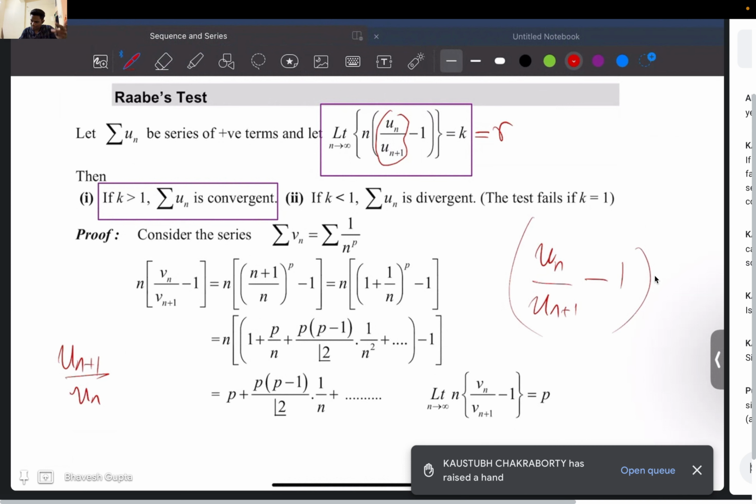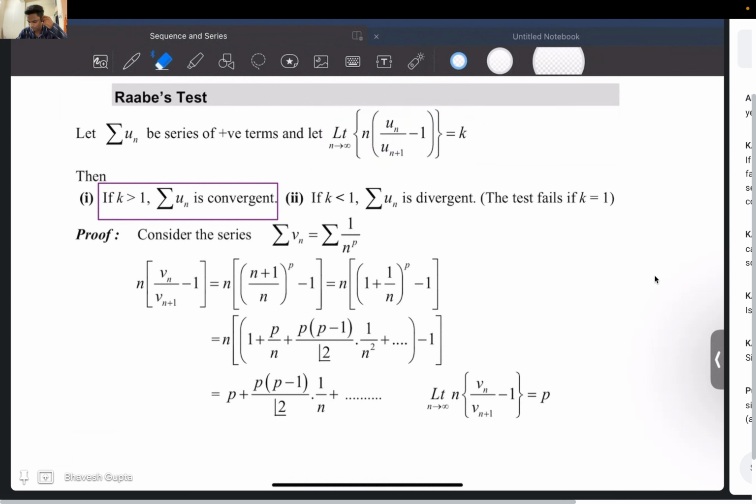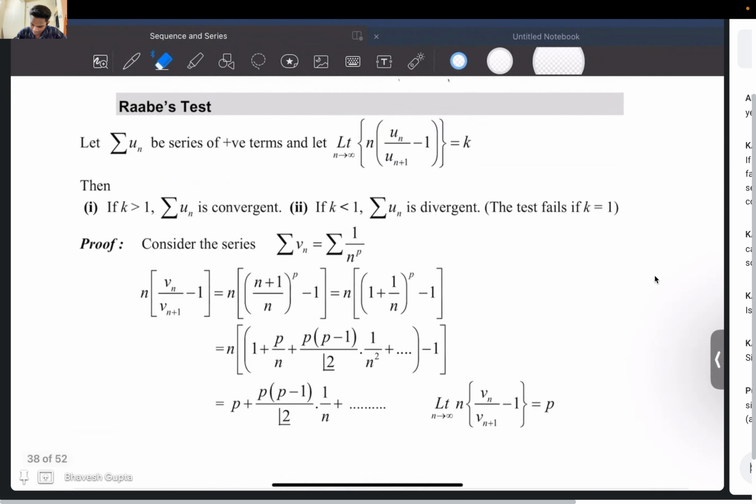So in the large limit, Sir, one question. When we are finding the limiting value, the limiting value becomes the radius of convergence? Yes, in this case, yes. I can explain to you why. I can literally explain why this is equal to the radius of convergence. I can give you this reason.